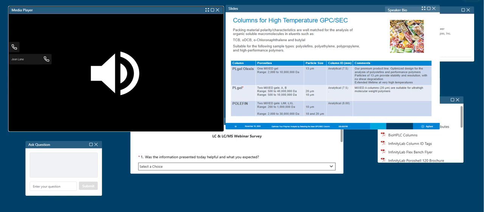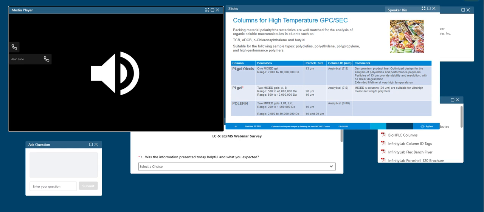What if your column need is for high temperature GPC application? This is a very specific application area running special GPC SEC systems and special columns for temperature conditions and solvents that are needed. Our product families here would be PL Gel Alexis, PL Gel, and Polifin columns. The typical solvents used in these high temperature applications tend to be TCB, ODCB, chloronaphthalene, butylol, for example.